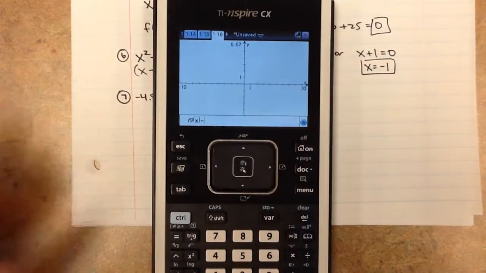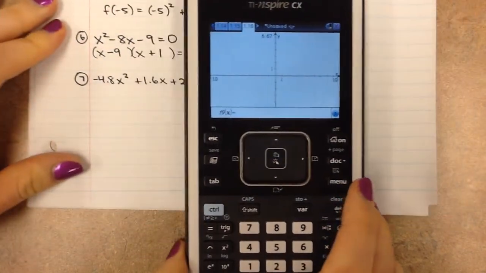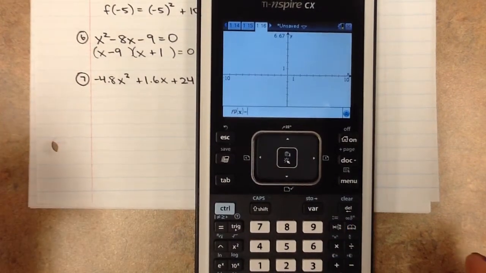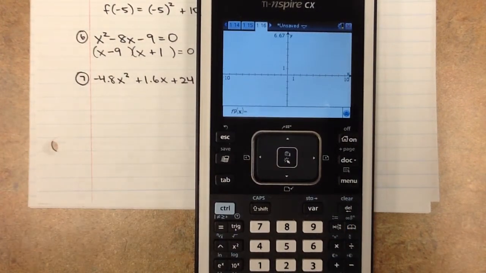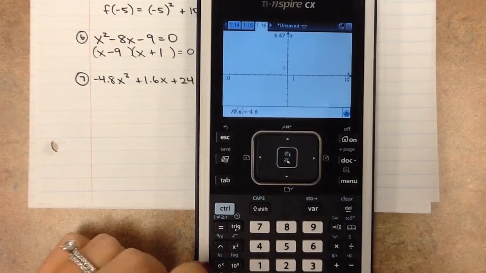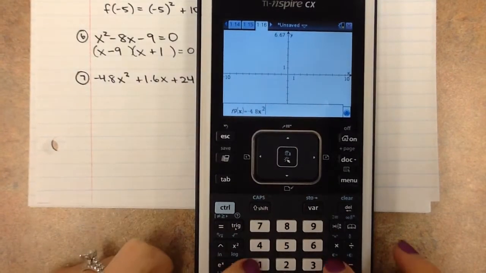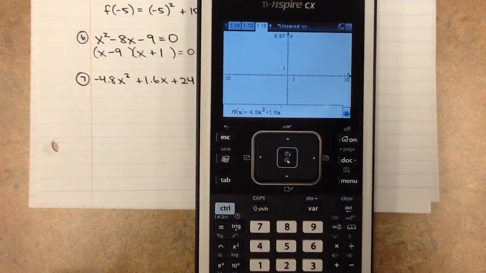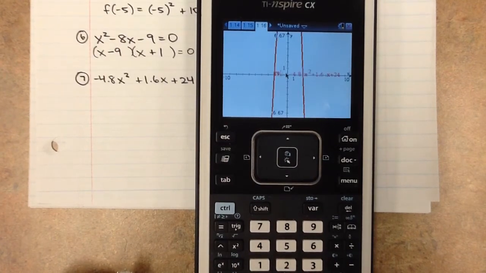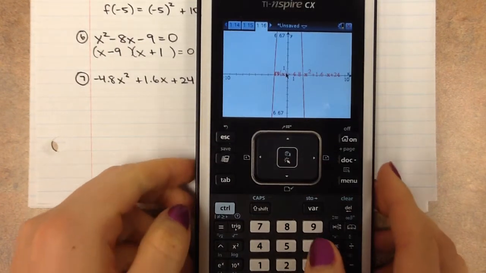Okay, so what you do is you open up a graph page on your calculator, just like this, and we want to type in this part right here. You don't type in the equals 0, because you're looking for where it equals 0, which is when it's on the x-axis. So you just type in the negative 4.8 x squared plus 1.6x and then plus 24. Okay, and then hit enter. Okay, so our graph looks like this.